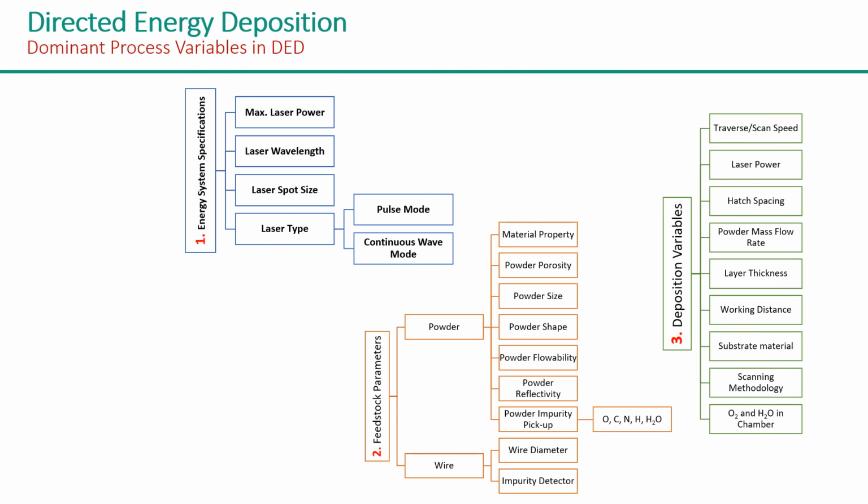And the deposition variables, for example, what laser power we are using, what hatch spacing, what scan speed, and what feed rate we are using. Those are very important.